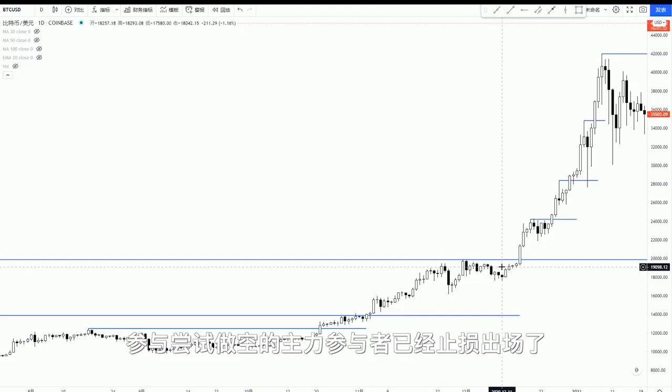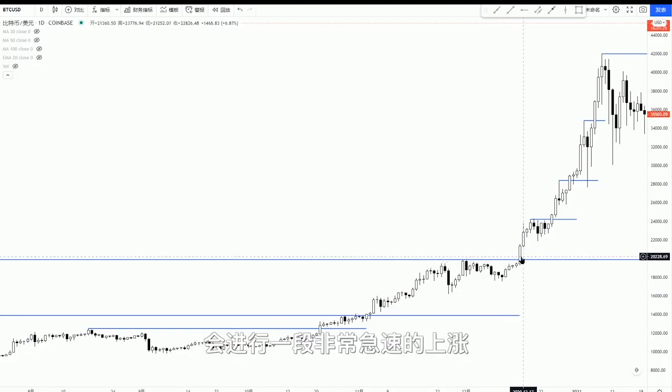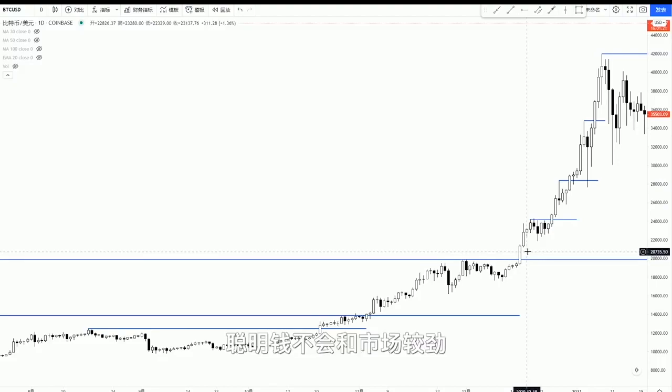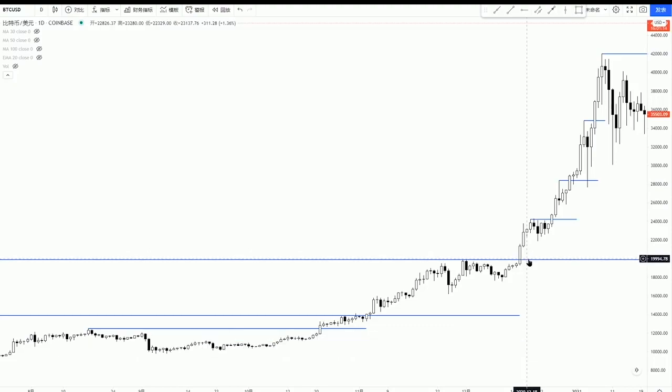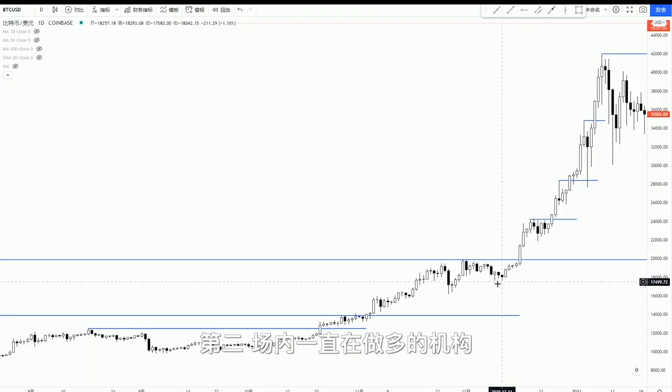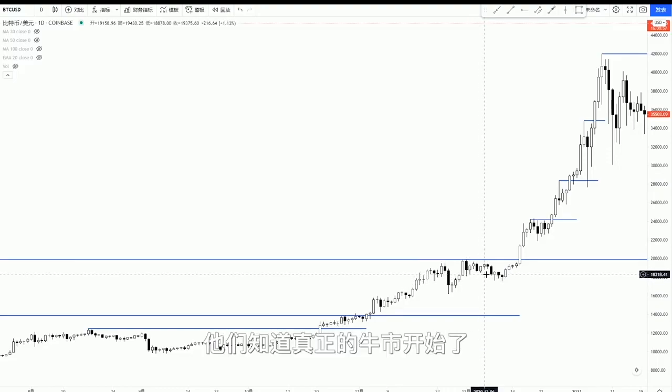They knew that when this 20,000 was breached, there was going to be a very rapid rise. Smart money will not compete with the market, and when it finds its mistake, it immediately stops its losses. Second, the institutions that have been long in the market see the key signal that 20,000 has been broken. They know that the real bull market has begun, because there is no resistance level above 20,000.